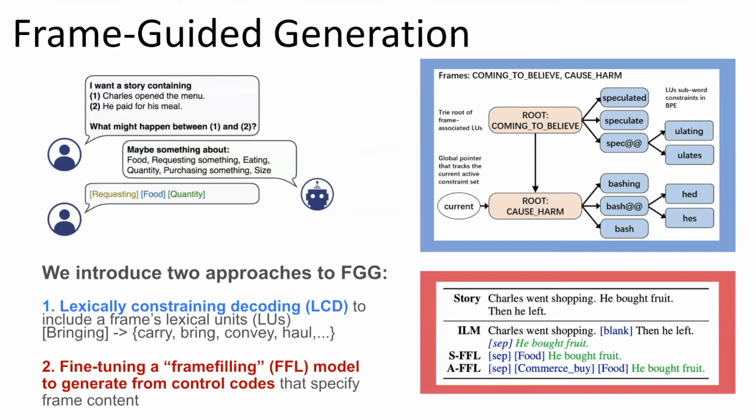The second approach imposes soft constraints by fine-tuning a neural LM to condition on the control codes. We built on the recent method called infilling language model, or ILM, that trains a forward generation GPT-2 model for bidirectional context infilling.